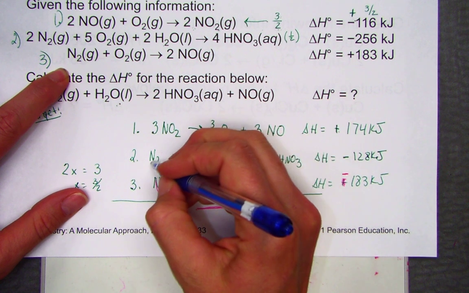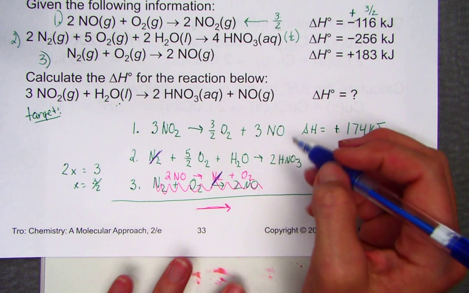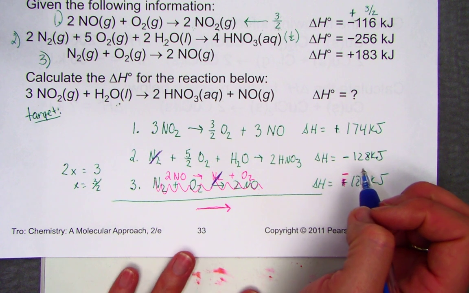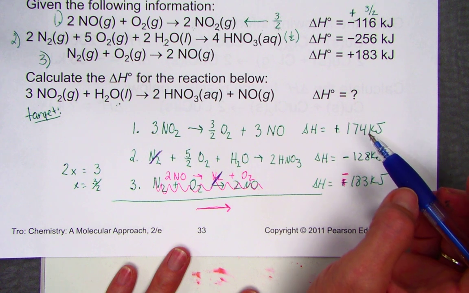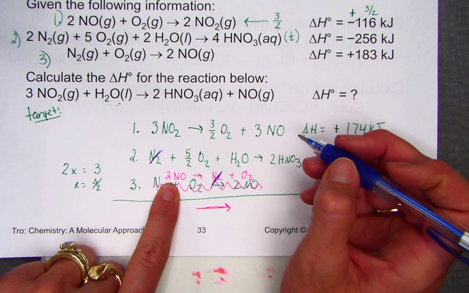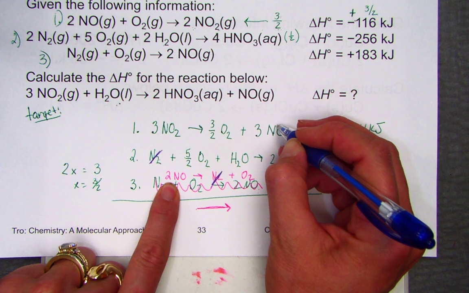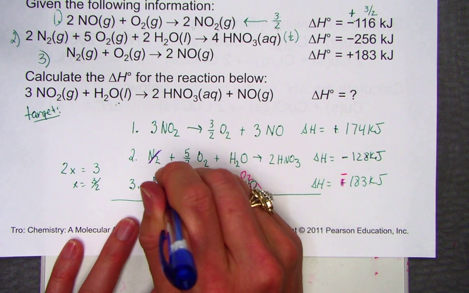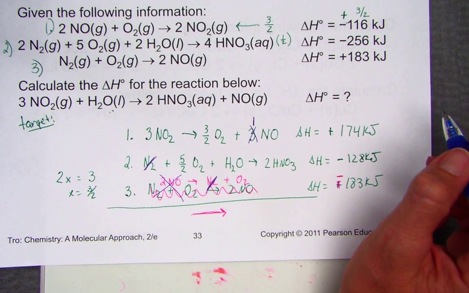N2s now cancel. I have 1 molecule of N2 on the left in equation 2, 1 on the right in equation 3. They cancel. What else might cancel or simplify? How about here? 2 molecules of NO on the left in equation 3, 3 molecules of NO on the right in equation 1. That can be simplified. And that's the whole reason I knew to flip this one. 2 units of NO leave me a net remainder of 1 NO in that top equation.